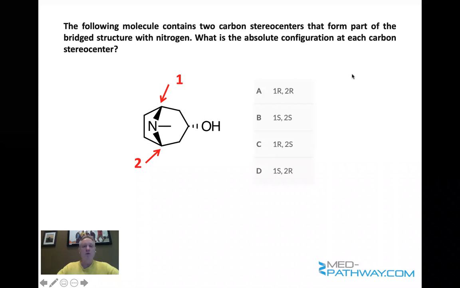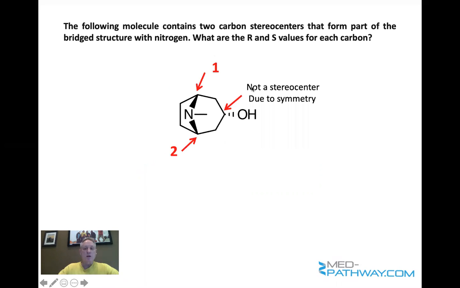Okay, absolute configuration at carbon stereocenters. What we see is a bridge structure. Here's a nitrogen in the bridge. We have two stereocenters, 1 and 2. What you should recognize is this one here attached to the hydroxyl is not a stereocenter due to symmetry. So you always have to be looking for symmetry in molecules.